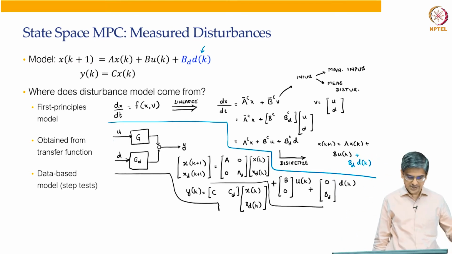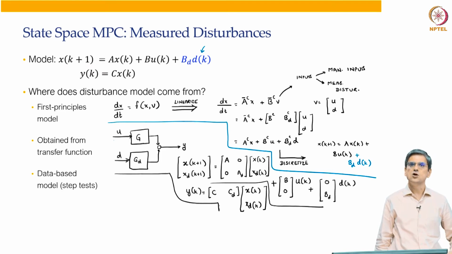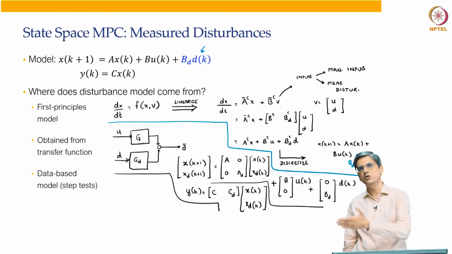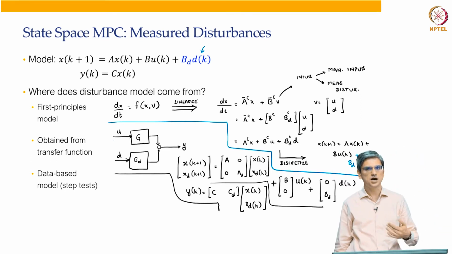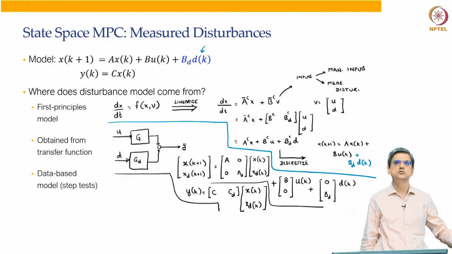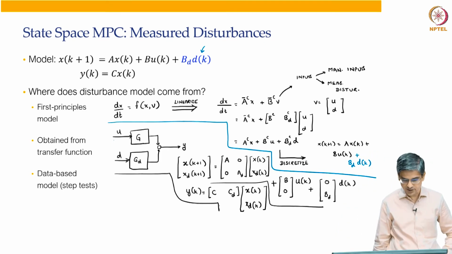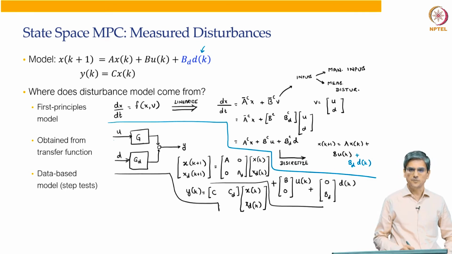And the third one is by doing step tests. What do we do when we do step tests? We do step tests in all the inlets and all the outlets. So, whatever are the manipulated inputs, those become our manipulated variables, whatever are not the manipulated inputs, those are the measured disturbance variables, and we build our model from that. Okay.